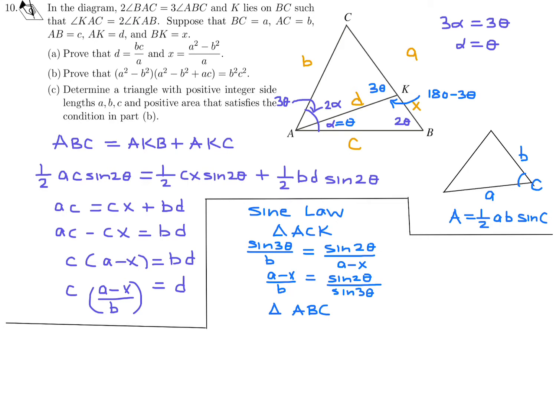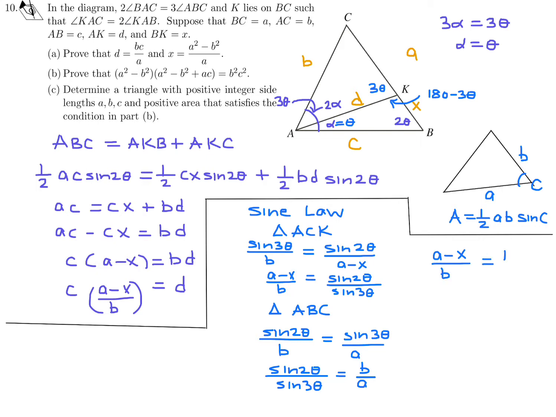Now let's look at triangle ABC. On that one, sine 2 theta over B is the same as the sine of 3 theta over A. And similarly, if I put sine 2 theta over sine of 3 theta, I get B over A. So now I have two relationships for the sine of 2 theta over the sine of 3 theta, so I can set them equal to each other. That means that A minus X over B is the same as B over A.